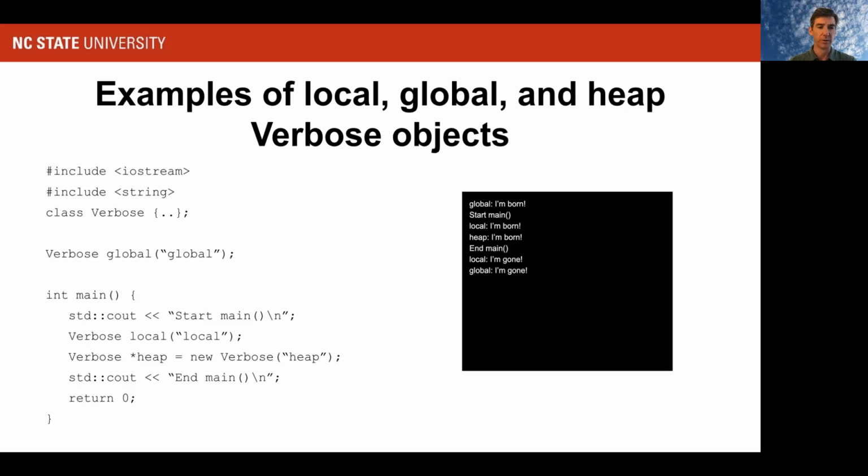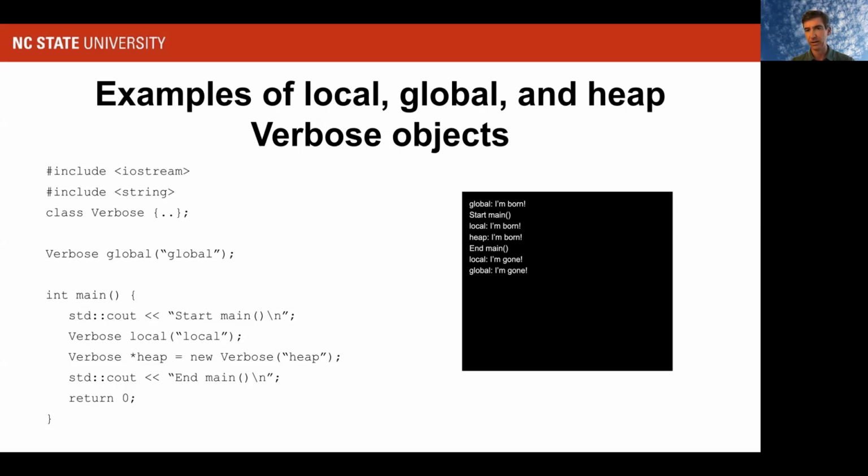So the local variable in here is declared after this print statement that says start main. So actually we see that after we print start main, we see the local declare that it's born. Okay, then the next line of code, we create the object on the heap. And so after local I'm born, we see heap I'm born. Okay, and then after the heap object, we print out that main is ending, right?